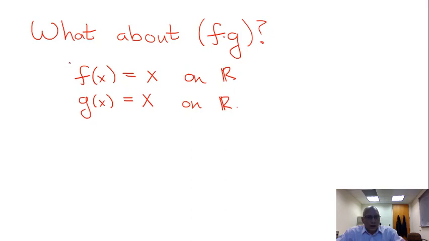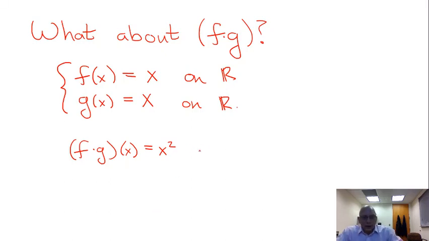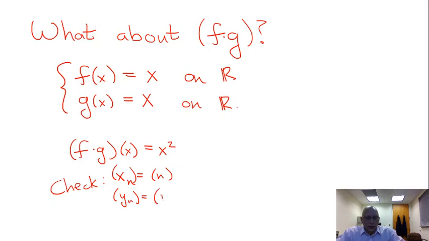So I claim that both f and g are uniformly continuous. Well, of course, they're the same, so if one is, then both will be. And the problem is going to be this: f times g of x equals x squared. So I claim that x squared is not uniformly continuous. How can we check? Well, if we take our sequence criterion for non-uniform continuity, we might want to consider sequences x_n, which is the sequence n, and y_n, which is the sequence n plus 1 over n.